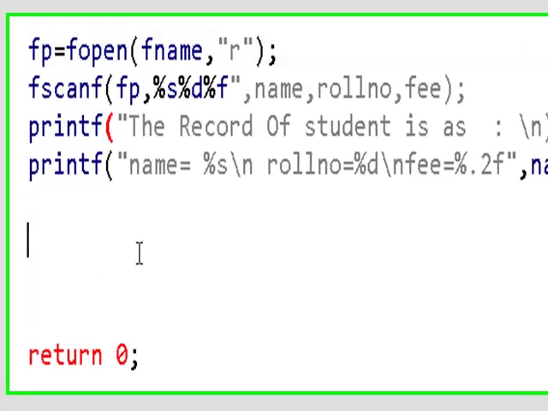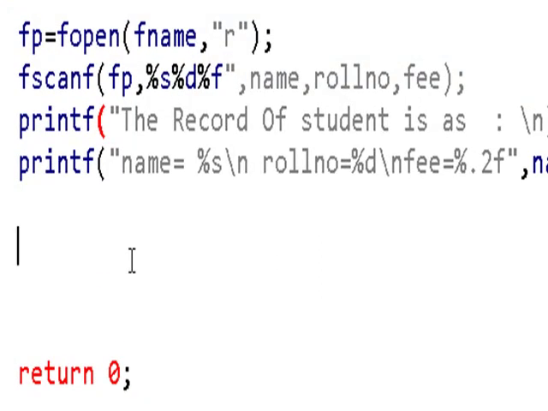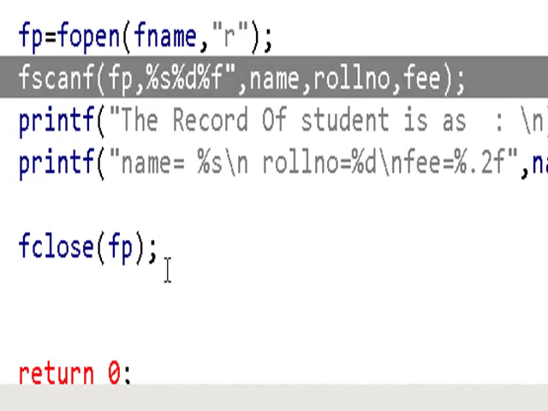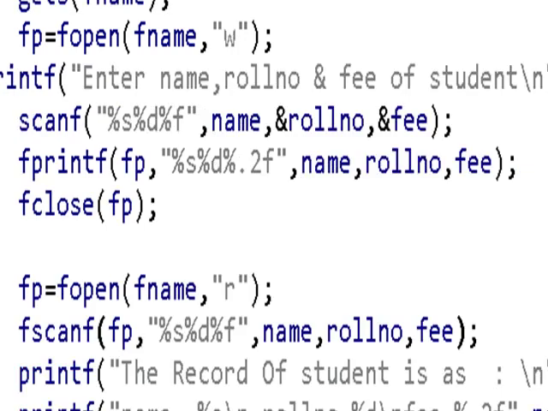And what at the end? At the end, I'm going to do some housekeeping. That is fclose. Fclose what? fp. Okay, so it's time to run the program. Let's see. F5. It's showing me some errors.